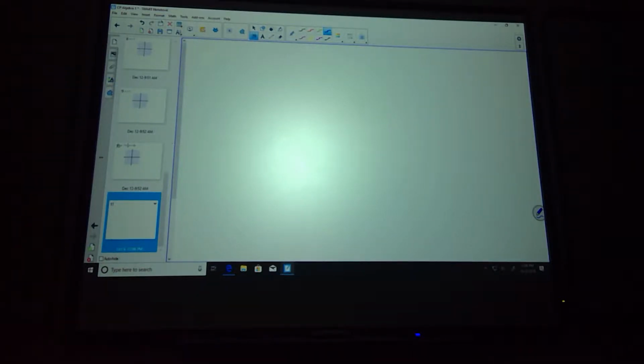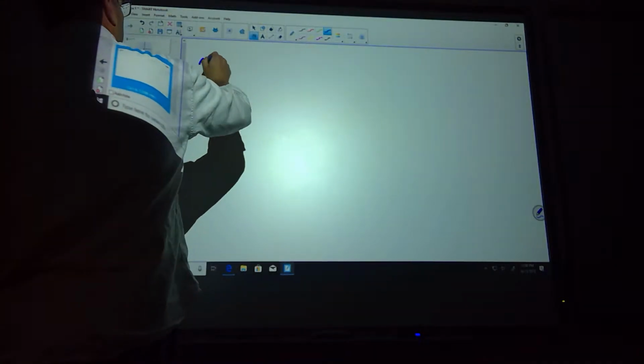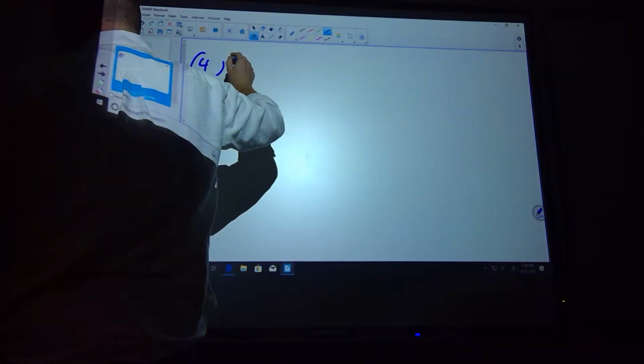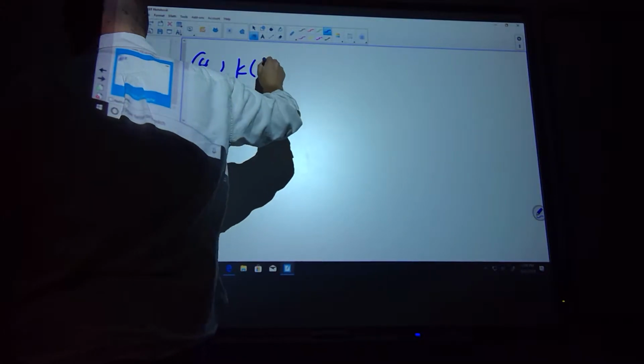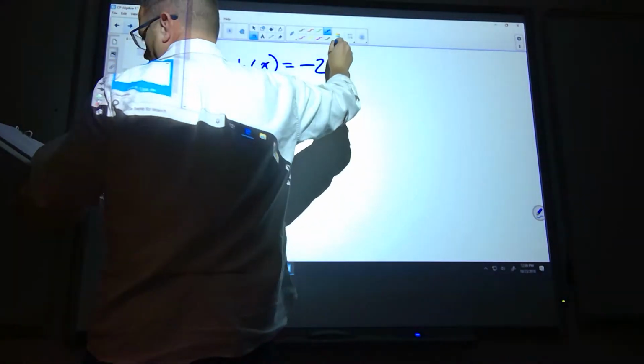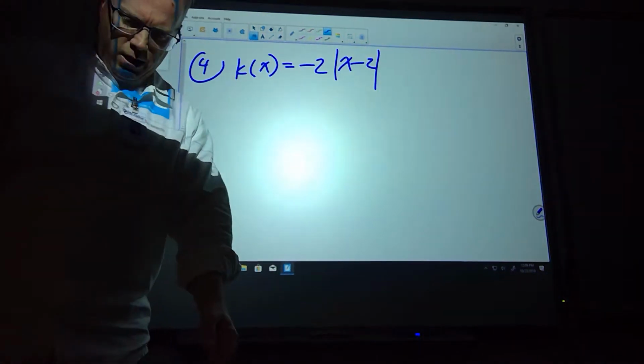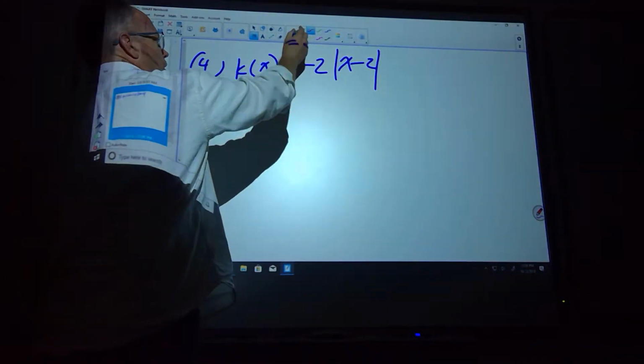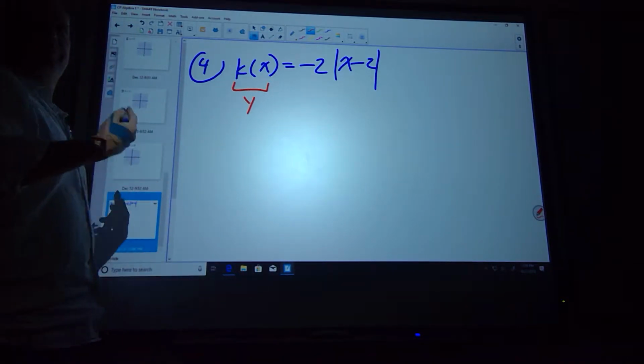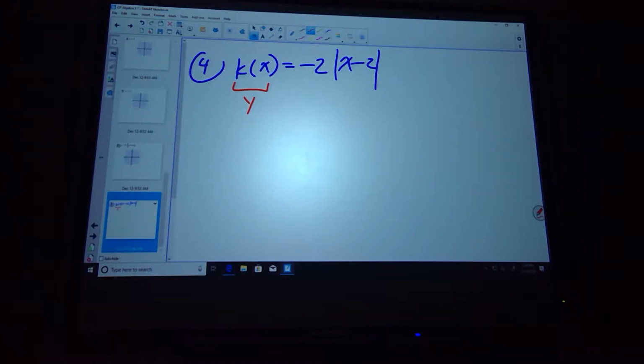Any of those you want to take a look at? Page 75, 76. Yeah. 4, you got it. Number 4 says k at x is equal to -2 and then x minus 2. All right, so the first thing, you know that this is the same thing as y, right? I just need to put that in there, make sure we're good.